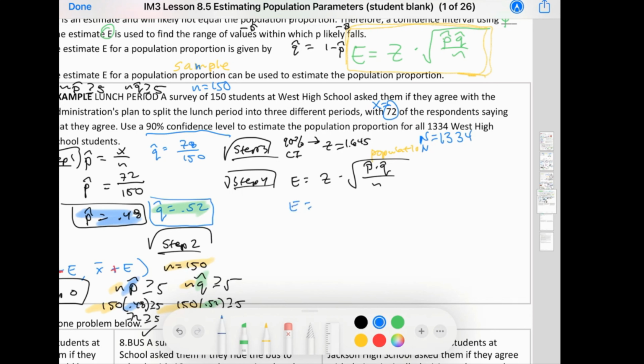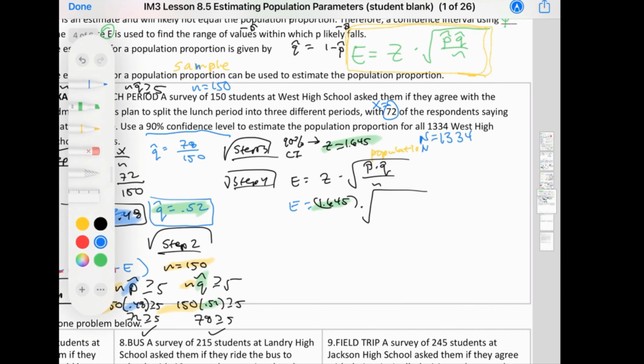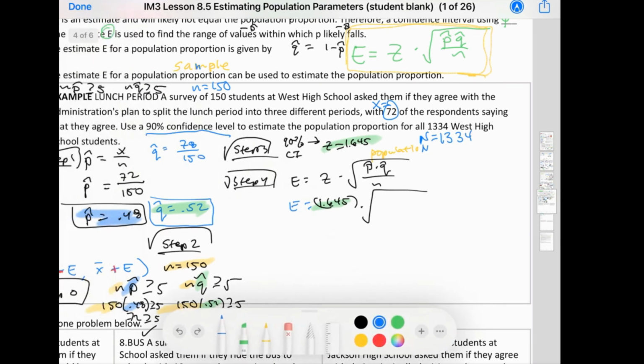Our z is 1.645. Same thing with this one, don't be scared of it. P hat is over here. It wasn't highlighted. Just throwing things around. 0.48.